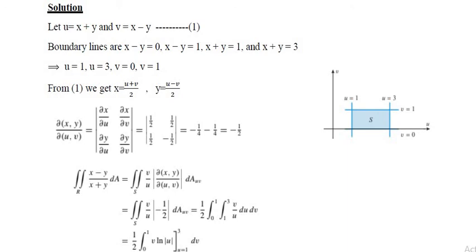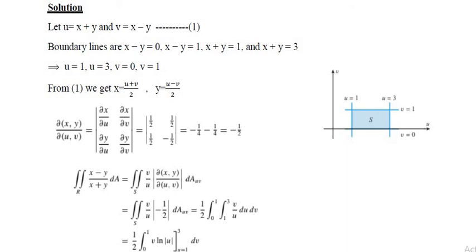So from equation number 1 I get x is equal to (u plus v) by 2 and y is equal to (u minus v) by 2. Then I find ∂(x,y)/∂(u,v), that is the determinant of ∂x/∂u, ∂x/∂v, ∂y/∂u, ∂y/∂v. I found the partial derivatives of all these and I got ∂(x,y)/∂(u,v) as minus 1 by 2.